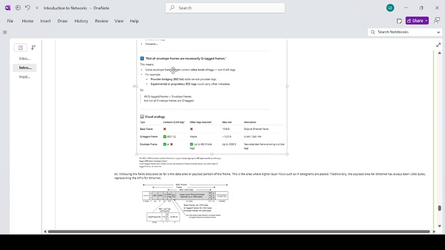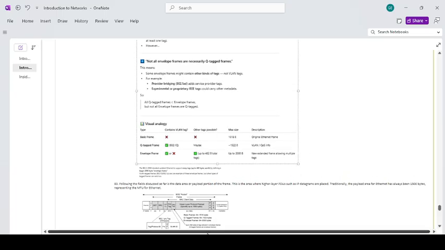Not all envelope frames are necessarily Q-tag frames. This means some envelope frames might contain other kinds of tags, not just VLAN tags. For example, provider bridging 802.1ad adds service provider tags. Just like what I've said, it's not just the priority or the VLAN. It could be the provider tags as well, or the provider bridging. Experimental or proprietary IEEE tags could carry other metadata. So that 4 bytes is not just for VLAN and priority metadata.